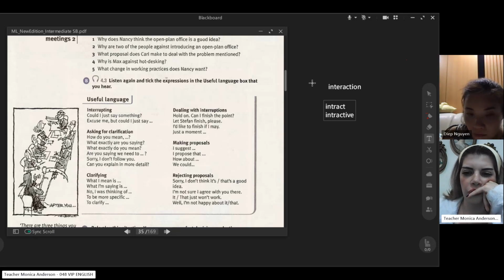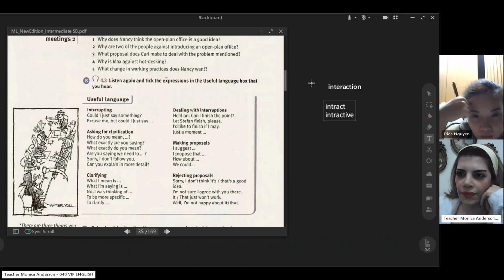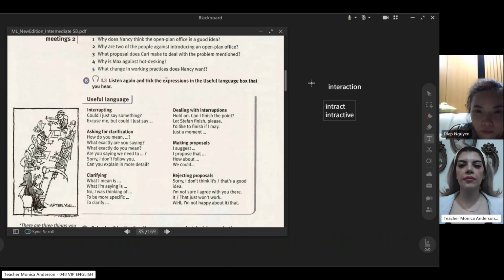I'm not sure I agree with you there. With open plan offices, there's a problem of privacy. Okay, Max, thanks. Stefan, what do you think? I agree with Max about privacy. What if you want to have a private conversation or make a private phone call? Well, I suggest we use meeting rooms for private conversations or calls. Meeting rooms? Yes, that's true.